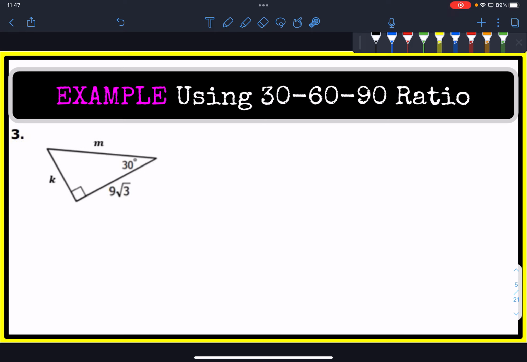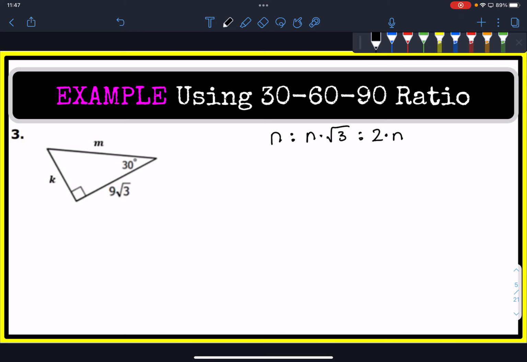Again, the ratio between the 30, 60, 90 is n to n times the square root of 3 to 2 times n. I'm going to write it like this this time, okay? 2 times n. N times 2 is the same thing as 2 times n. So we have to see which of the three sides they give us. So let's look at this example right here.